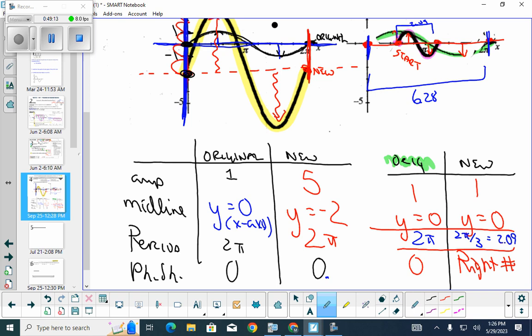Now on the diploma, they will not put both pictures on the same graph. They will draw the original on the left and a brand new picture on the right. And they'll say, this is the original, this is the new. They might give you a table like this and want you to fill it in. That could be a short answer question on the diploma, where you have to figure out all the properties. They won't ask for phase shift. They'll only ask for these 3.